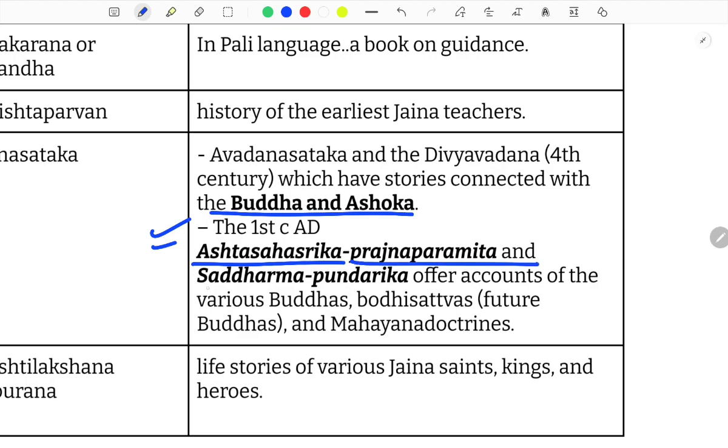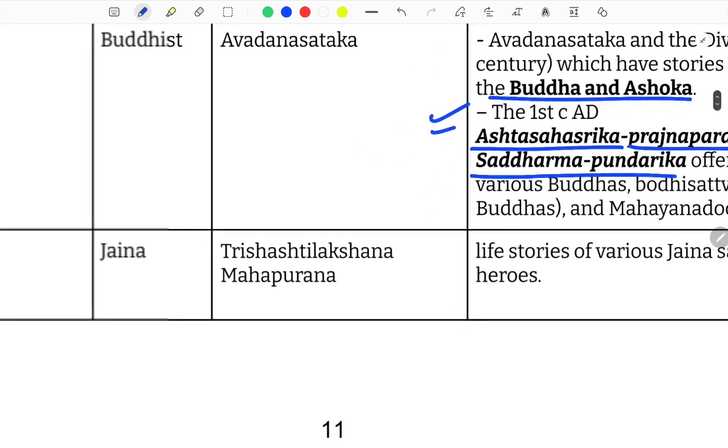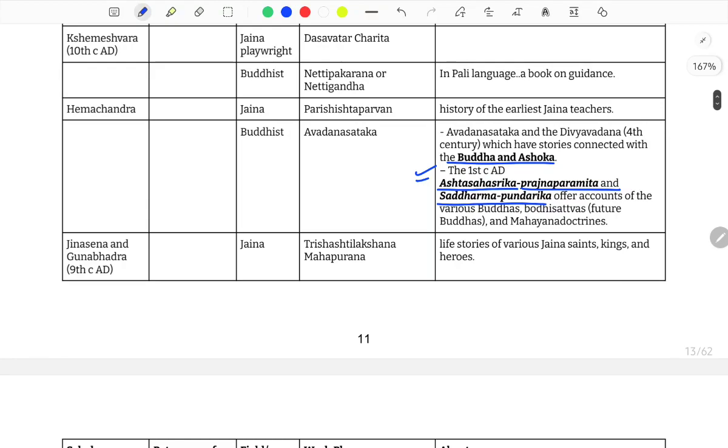Ashtasahasrika, Prajnaparamita and Saddharma Pundarika often offer accounts of the various Buddhas, Bodhisattvas and Mahayana doctrines. Janasena and Gunabhadra, they were Jain. Trishakti Lakshana Mahapuran, they wrote this. What was this? Life stories of various Jain saints, kings and heroes.